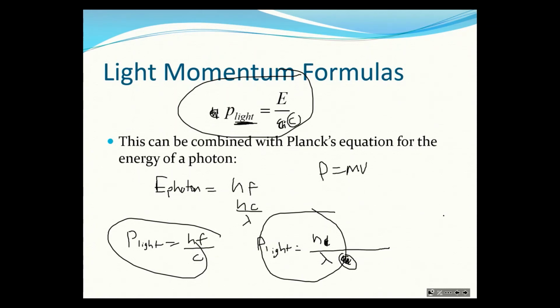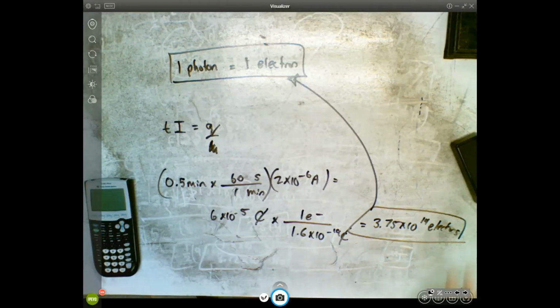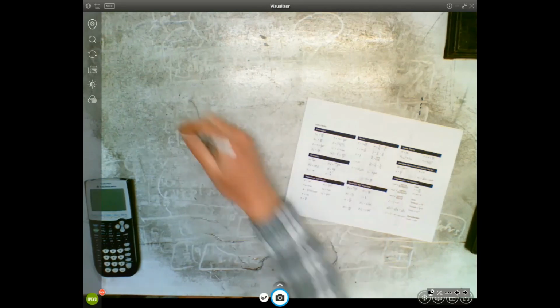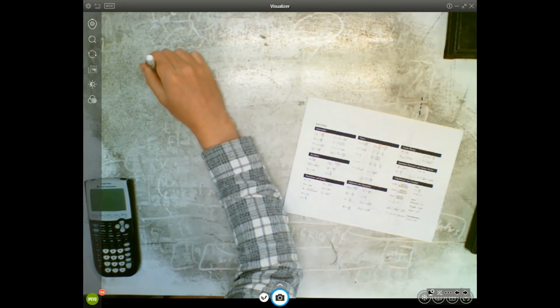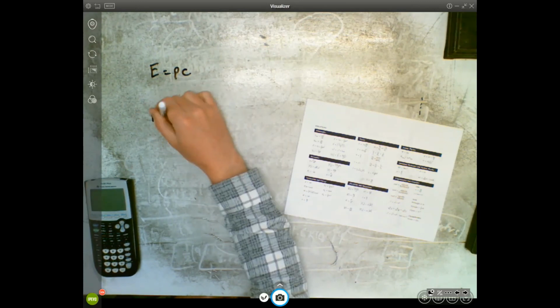It does not work with electrons, just photons. So what is the momentum of an X-ray with a frequency of 9.1 times 10 to the 15 hertz? If I want to do this one, I can use either of those equations. I can use E equals PC, or I can use P equals h over lambda.